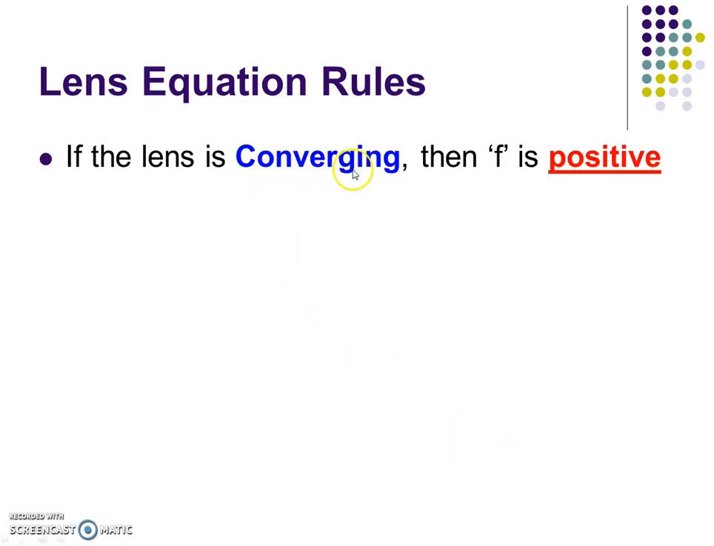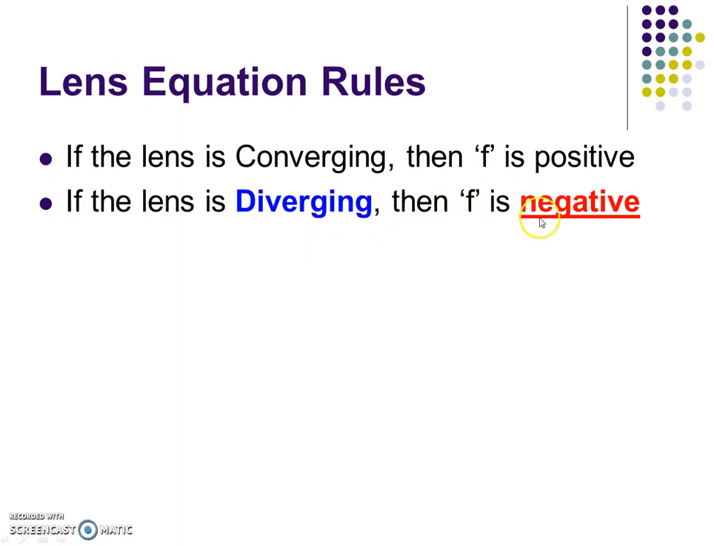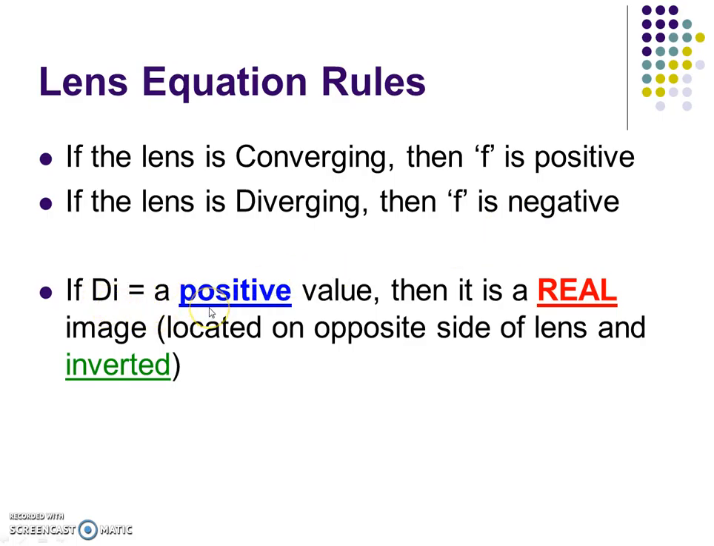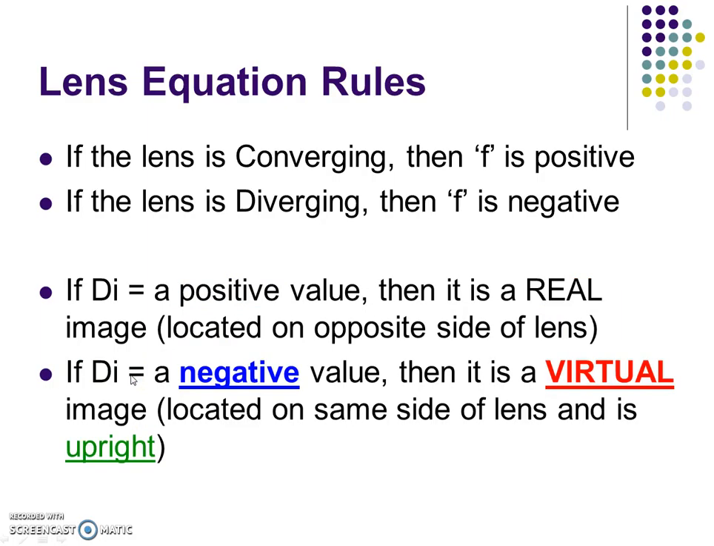So if it's a converging lens, f is positive. Diverging, f needs to be negative. If di is positive, that means it's a real image. And what do you know about real images? Located on the opposite side of the lens, and it's upside down, it's inverted. If di is a negative number, it's a virtual image, and it's located on the same side of the lens, and it's upright. So those are the conditions with your di as you go through and do your calculations.